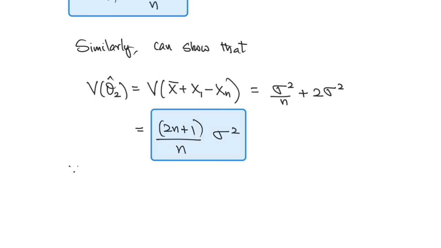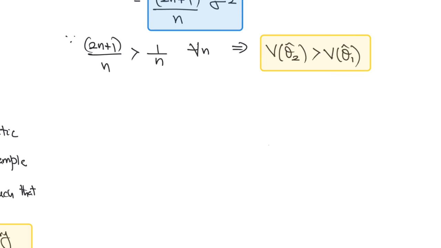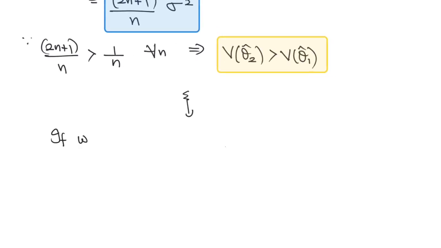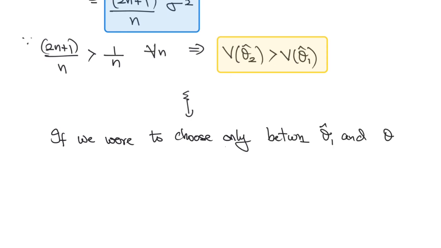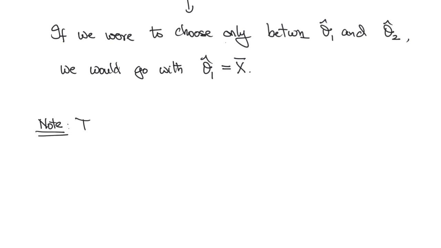Note that sigma squared is the variance of the population from where we are sampling. Notice that 2n plus 1 divided by n is greater than 1 over n for all choices of n, and that results in the variance of theta 2 hat being bigger than the variance of theta 1 hat. Therefore, if we were to choose only between the parameter estimators theta 1 hat and theta 2 hat, we would have to choose the one with the smaller variance, which is theta 1 hat, that is the sample mean.